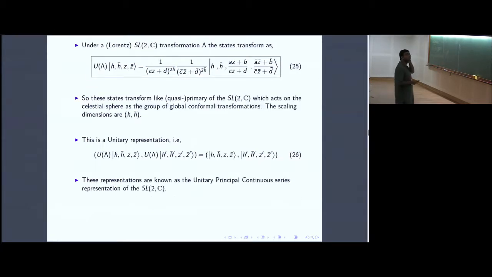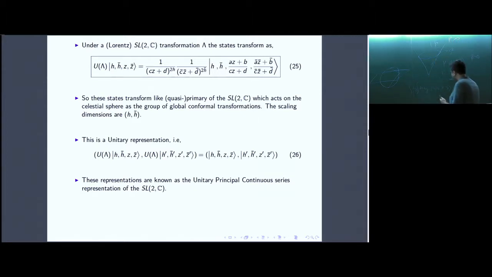This is exactly the way that the quasi-primaries or primaries of SL(2,C) transform under a global conformal transformation. Once you recognize that this factor, (Cz plus D) to the power 2h, is essentially (d Lambda z / dz) to the power h, you see that this is transforming like a tensor of weight h bar.